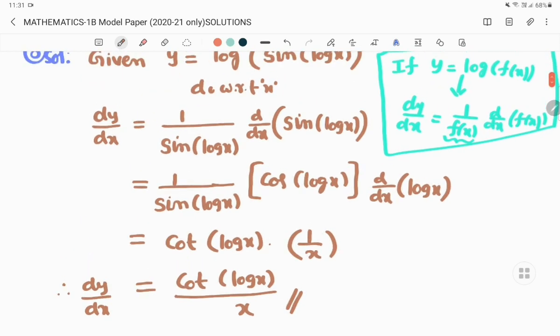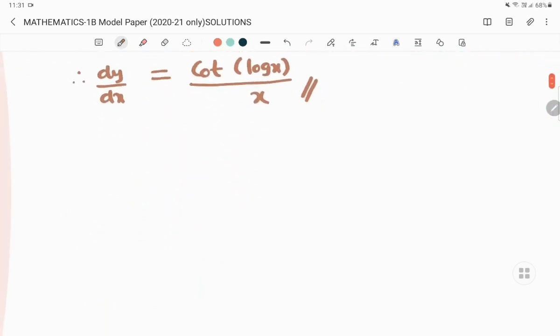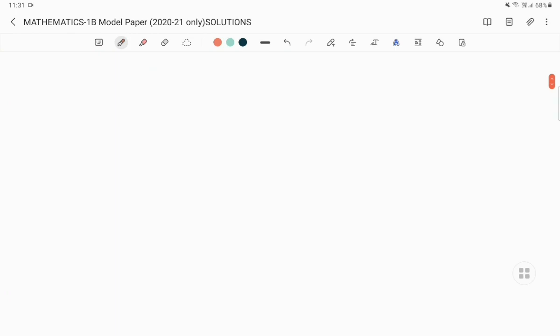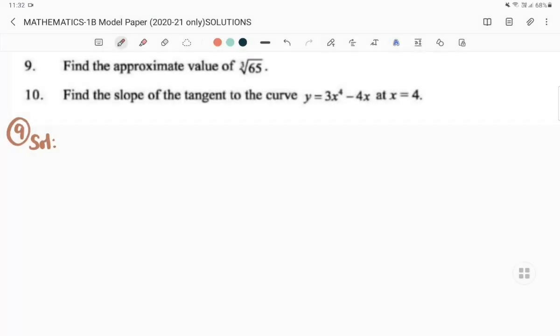We'll move to the next question. Question number 9 and 10. Yeah, the next question. Find the approximate value of cube root of 65. So first, cube root of 65.